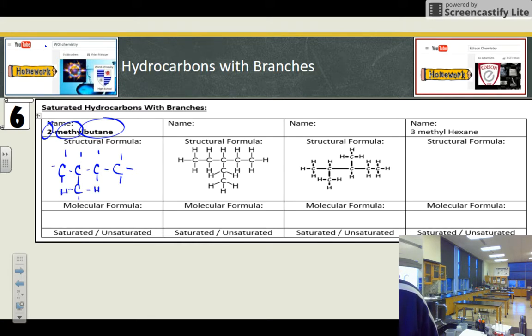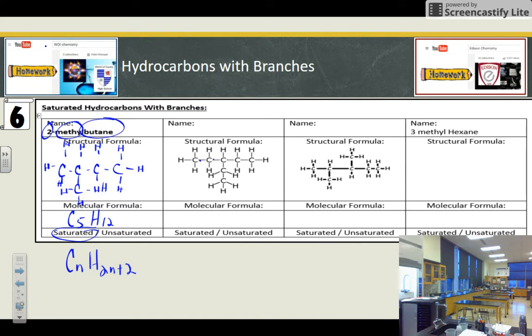And I got something that looks like this. So it's 1, 2, 3, 4, 5. So that's C5. I have 1, 2, 3, 4, 5, 6, 7, 8, 9, 10. H10. Is that right? 1, 2, 3, 4, 5, 6, 7, 8. This is here. 9, 10, 11, 12. That's better. So it is saturated because that fits CnH2n+2. So I left 2 H's out. I can see that these are all saturated.